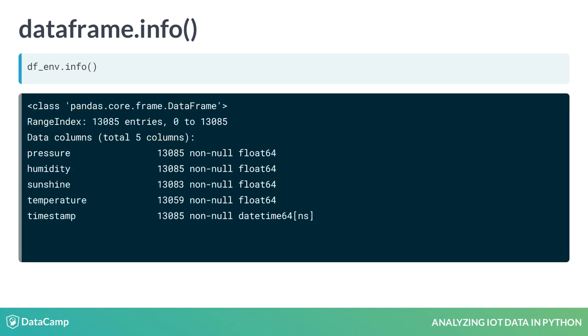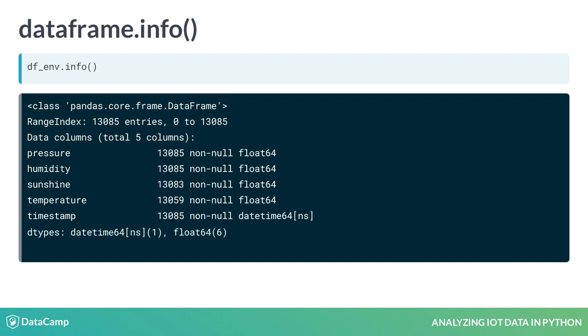Dataframe.info provides a quick summary of the data frame. We can see the number of columns, 5 in this case, the column names, the number of non-null values for each column, as well as the data type for each column. This allows us to quickly identify if loading the data did work as expected, or if some data types are unexpected and need fixing.